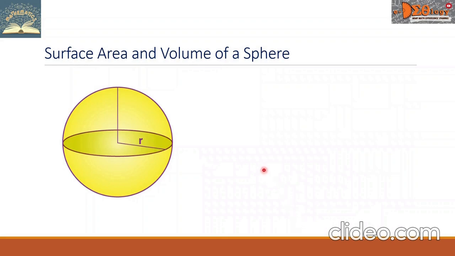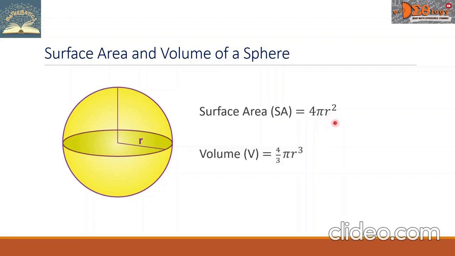Now let us write the formulas. Starting with the surface area, or SA, and that is equal to 4 times pi times square of radius. And the volume V equals 4/3 times pi times the cube of the radius.